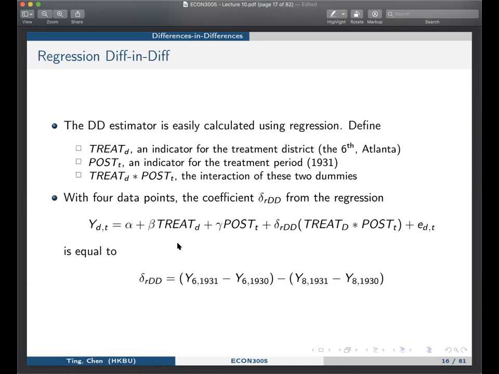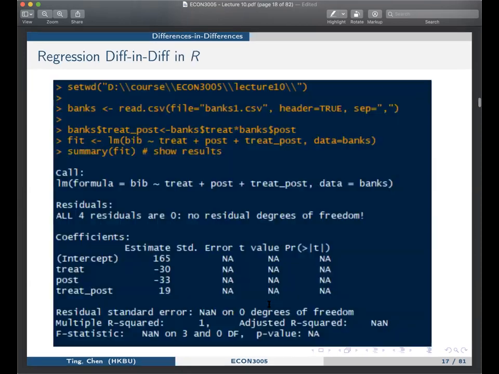Eventually, the DD estimator will be the interaction term between these two dummies, treatment and post, because in total we have four data points, right? So the coefficient delta, the coefficient for the interaction term, equals taking the mean difference of the treatment group minus the mean difference of the control group. That's the treatment effect, right?